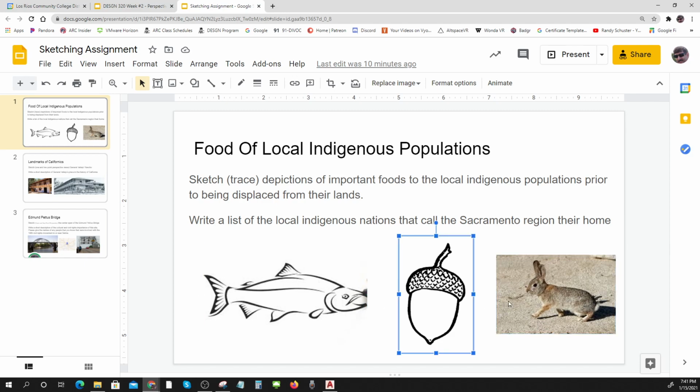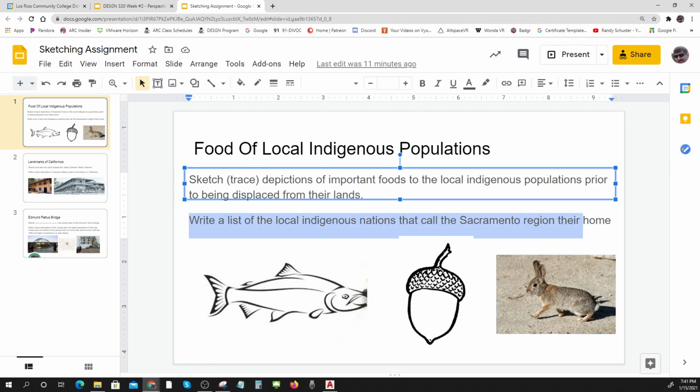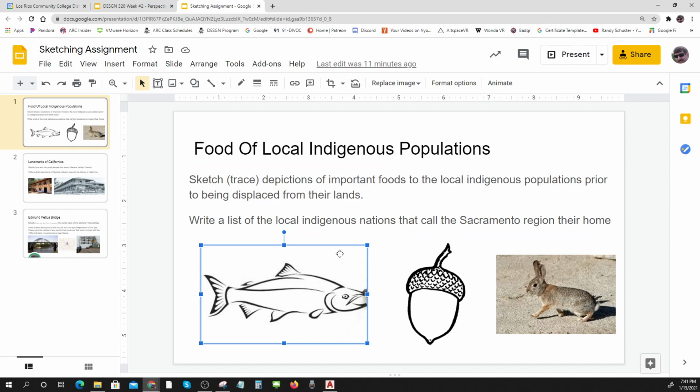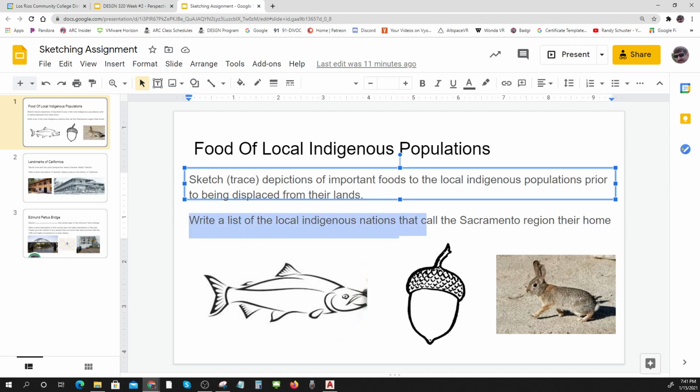But these are all items that are important foods to local indigenous populations prior to them being displaced from their lands. And so this is a cool thing to be able to draw. And while you're at it, you should sort of write a list of the local indigenous nations or tribes that call the Sacramento region their home and sort of learn a little bit about it. That's one of the best things about doing sketches: you look things up about them. So this is part of the assignment right here. So that's sketching by tracing. I'll show you how to do that.